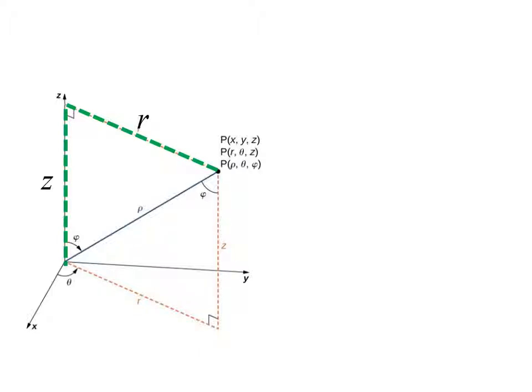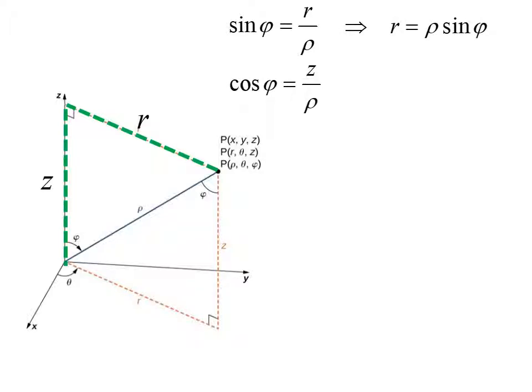the R and the rho with the angle phi. So we know that the sine is the opposite over the hypotenuse. That would be the R in the rho. We know the cosine is the adjacent over the hypotenuse. That would be the Z in the rho. And of course, theta is consistent in both of them.